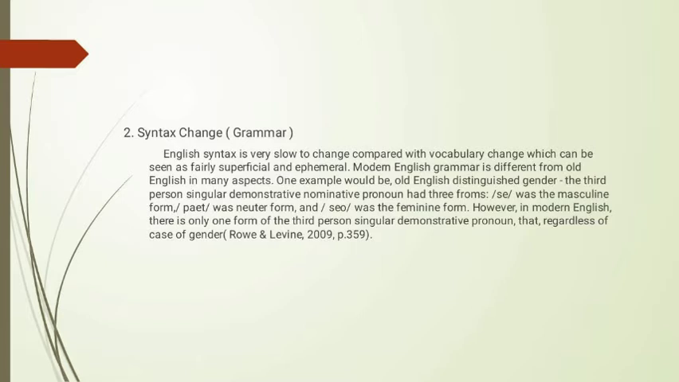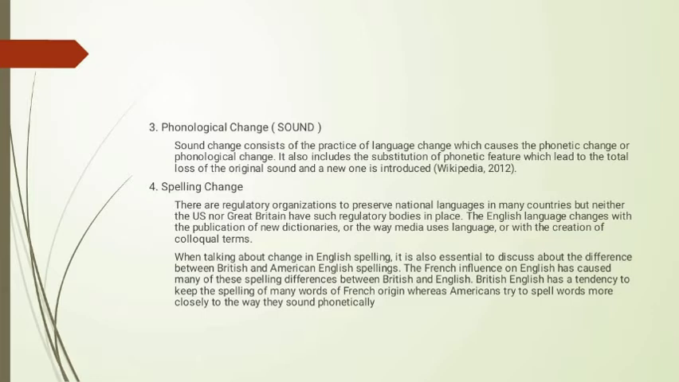One example would be that Old English distinguished gender. The third person singular demonstrative nominative pronoun had three forms. "She" was the masculine form, "þæt" was the neuter form, and "sēo" was the feminine form. However, in modern English, there is only one form of the third person singular demonstrative pronoun, regardless of gender. And then phonological change, or the sound.